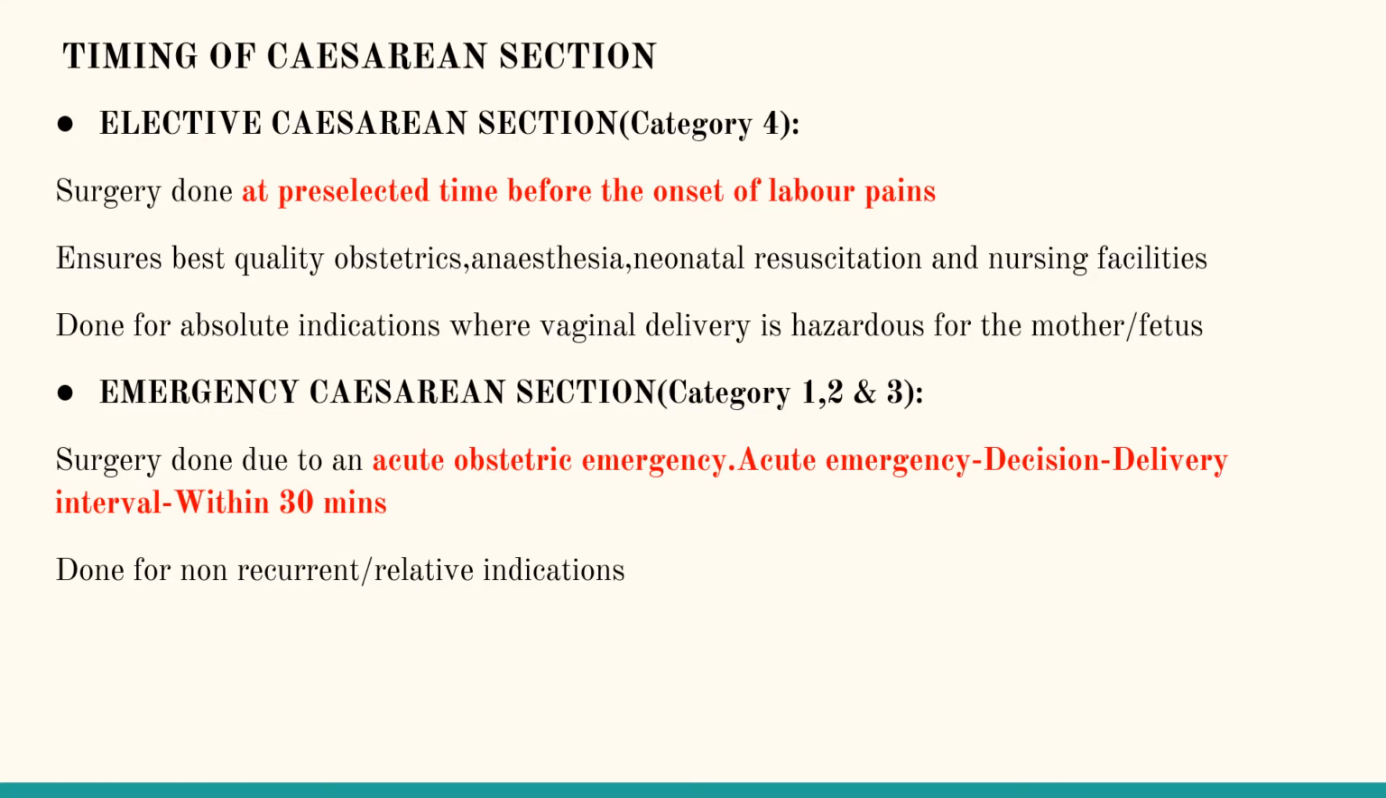And what is emergency C-section? It belongs to category 1, 2, and 3 and is surgery done due to an acute obstetric emergency. In an acute emergency, the decision delivery interval is within 30 minutes, that is category 1. Then generally it is done for either non-recurrent or relative indications.